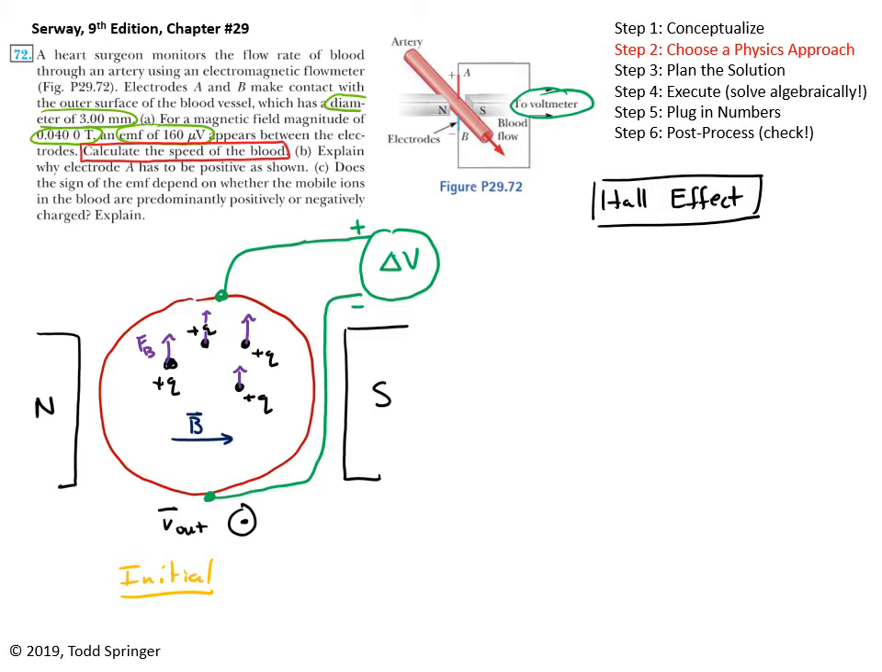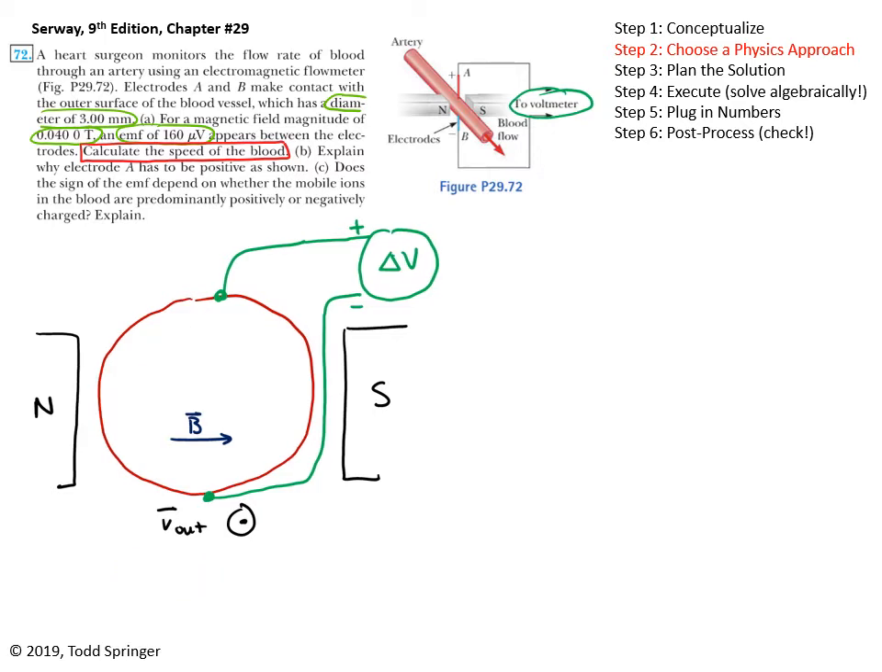But that's not the whole story. So now you have to think about what's going on after that. On the previous slide, we discussed what was initially going to happen with charges coming through this magnetic field. They feel a magnetic force upward, assuming they're positive charges.